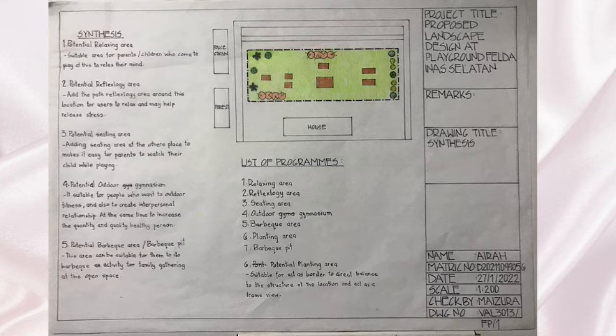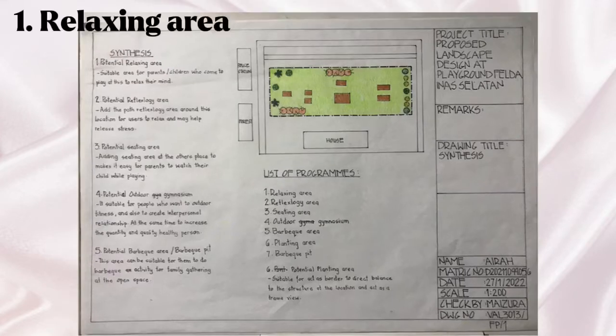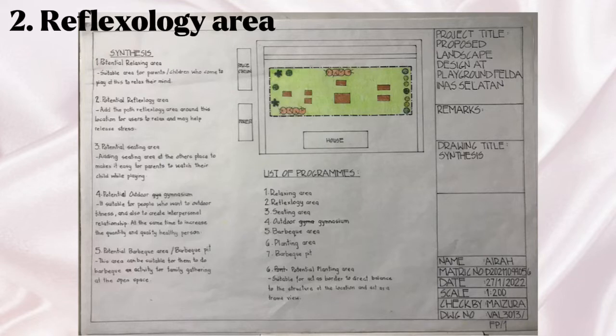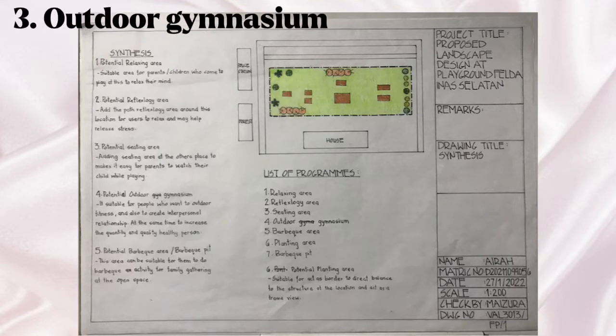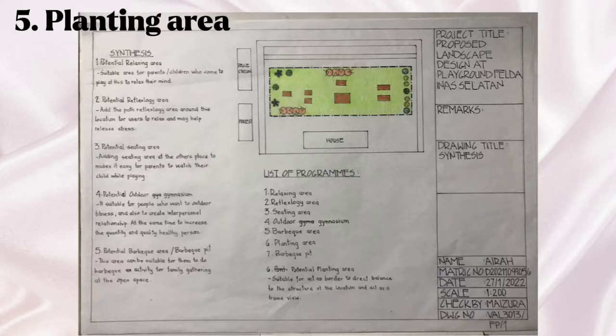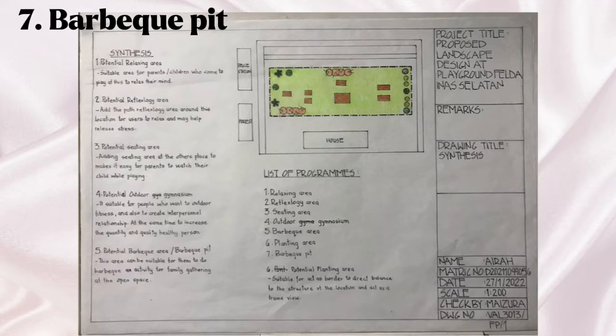Site synthesis is where the designer examines what existing elements to work with and gains a preliminary understanding of this site. The list of programs will assist the designer in the next design stage. So I have provided seven types of programs, such as a relaxing area for parents who come to relax, reflexology area, outdoor gymnasium for people who want to do outdoor exercise, sitting area, planting area, barbecue area and also a barbecue pit.